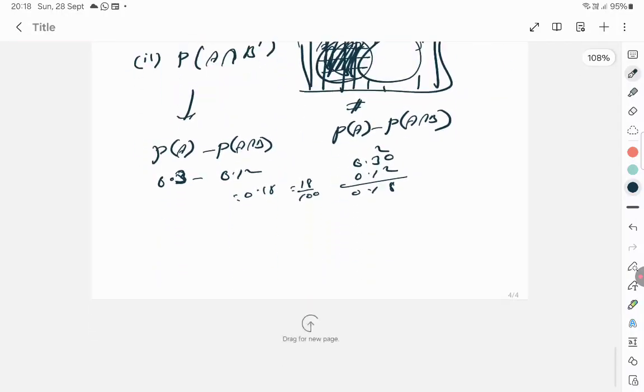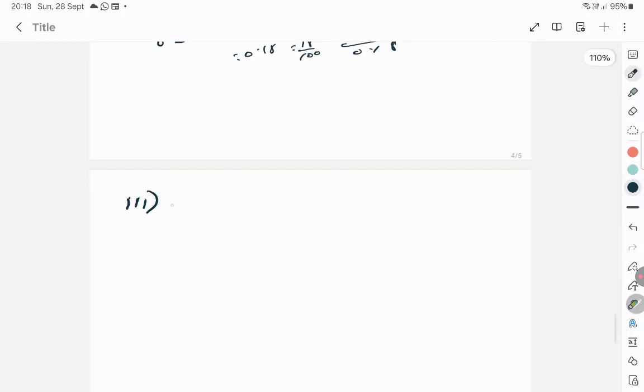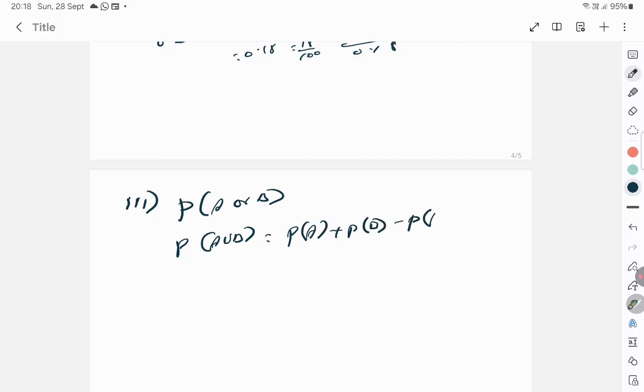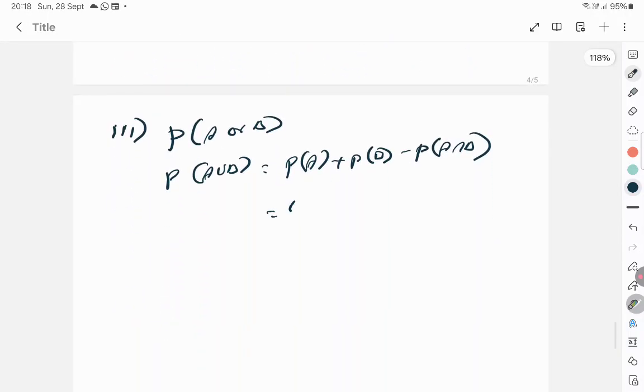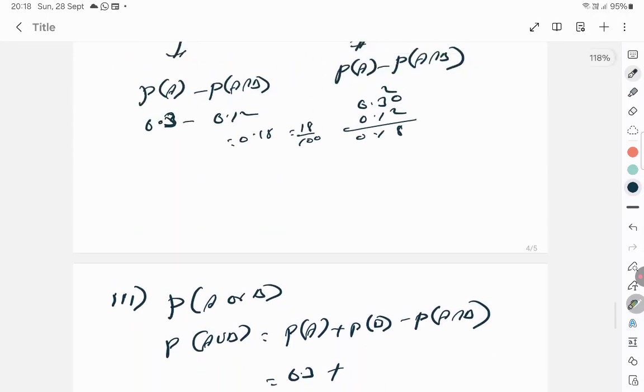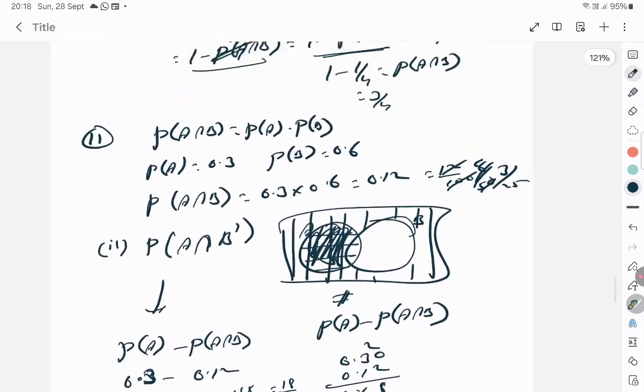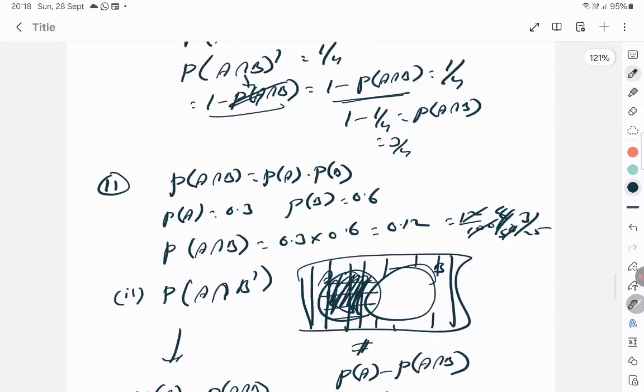So let's go to third one. The third question in this is P of A or B. What is the meaning of that? P of A union B. So when they ask you, you know it's P of A plus P of B minus P of A intersection B, and you have all the values to substitute. You know P of A is 0.3. You know P of B, it's given P of B is 0.6.